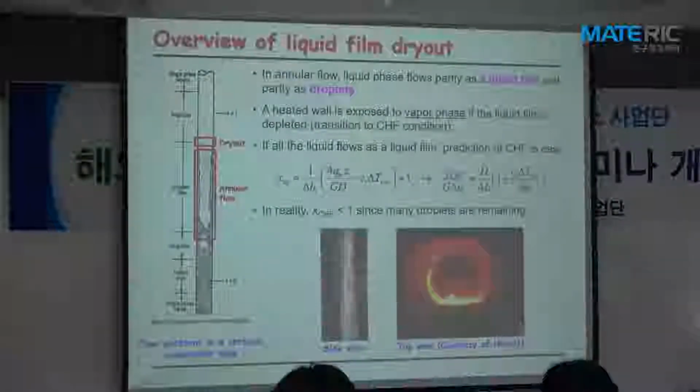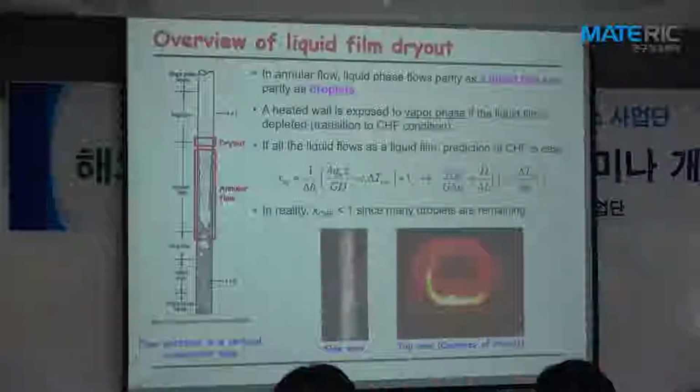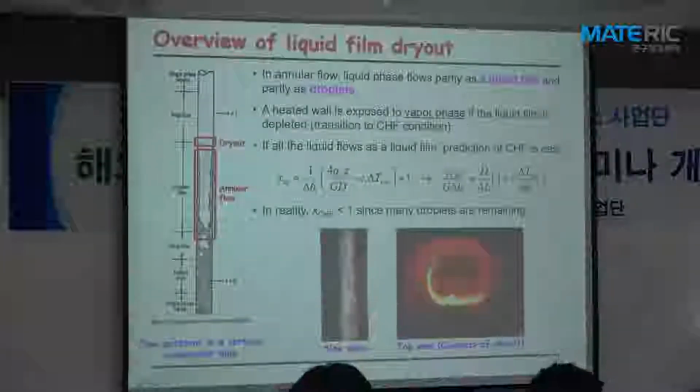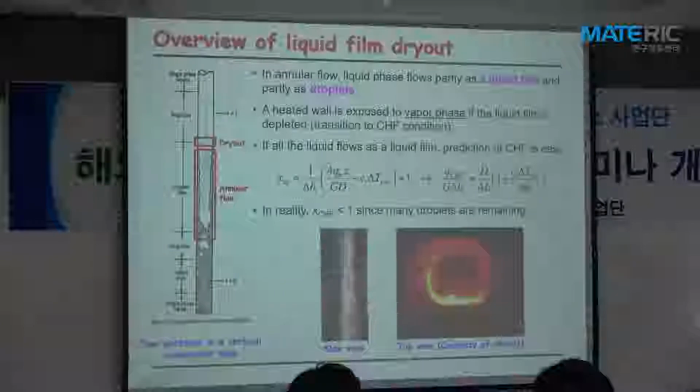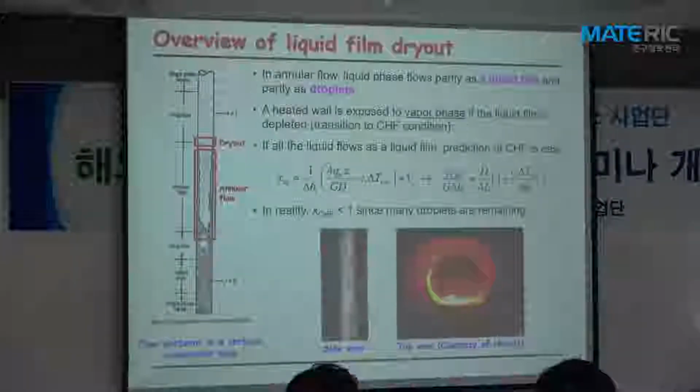And the important point in annular two-phase flow, liquid phase flows partly as liquid film, and also the remaining liquid phase is flowing as droplets. And if the liquid film is depleted, the heated wall is exposed to the vapor phase, and this is a transition to the critical heat flux condition.